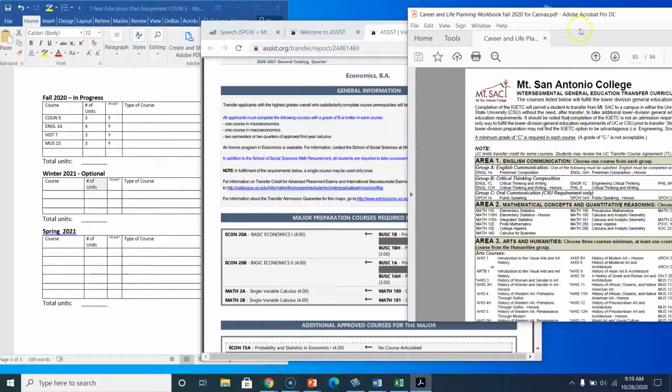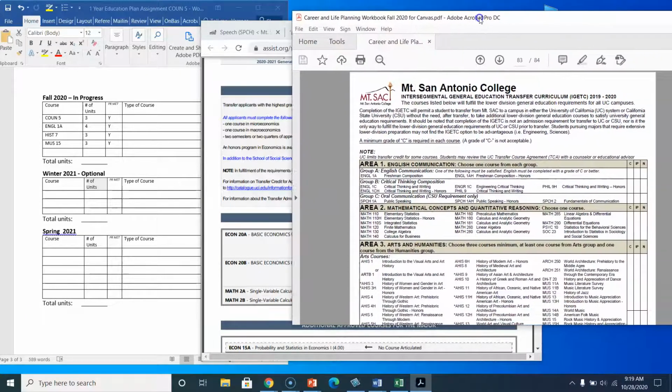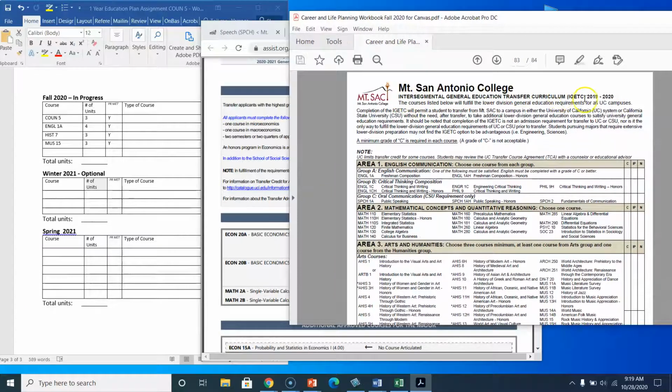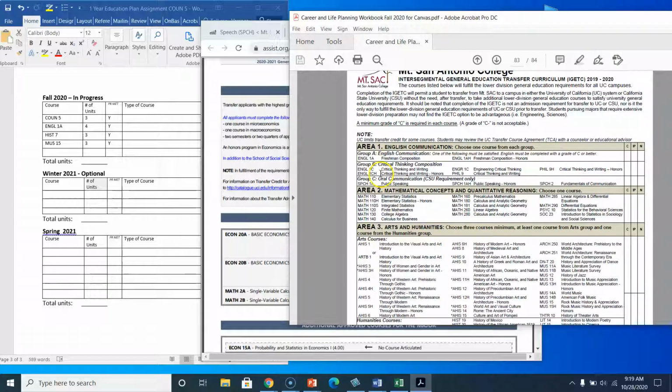Now let's go over here and look at the IGETC. So the IGETC is the GE pattern for a UC. It also works for Cal States. If you're planning to go to a Cal State and do Assist, you can use the Cal State GE pattern or this one. All right, so let's look and see what he needs.